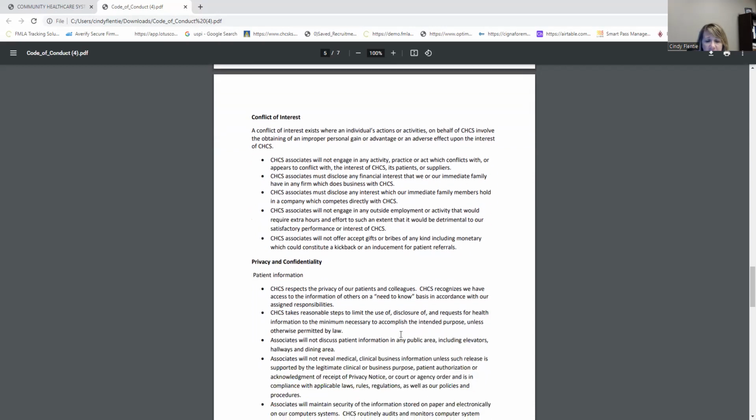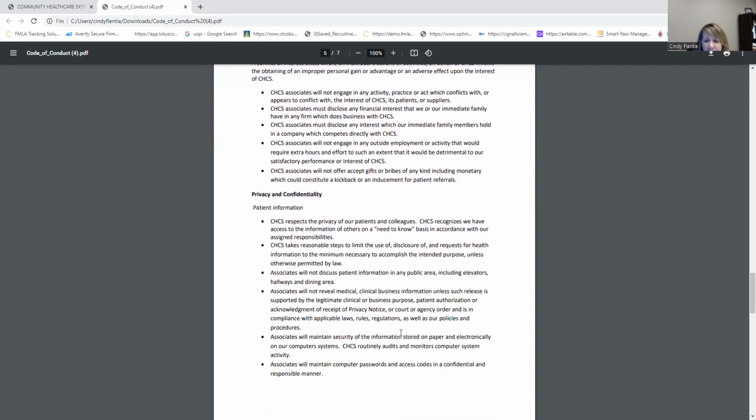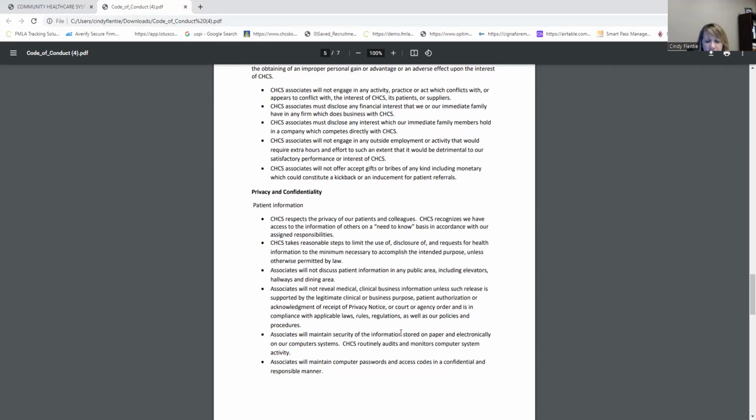The next thing then is the privacy and confidentiality. And this is just saying that, of course, we talk about HIPAA and privacy a lot. This is nothing new to people. We will only access information that we need to know, based on our job and our responsibilities within our job. We don't want to share passwords, and we do routinely audit and monitor computer system activity.